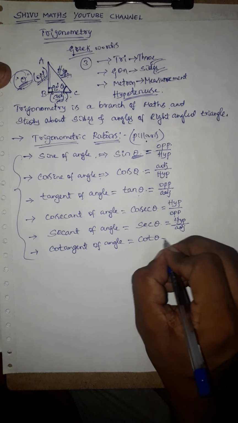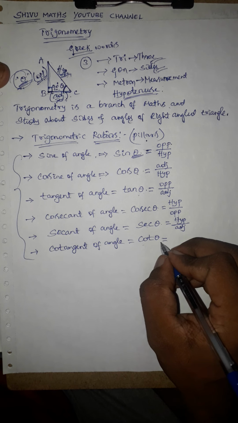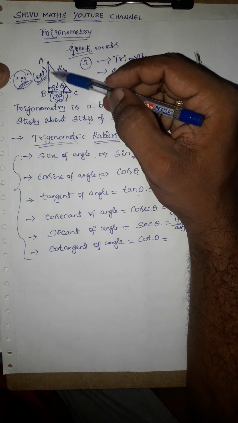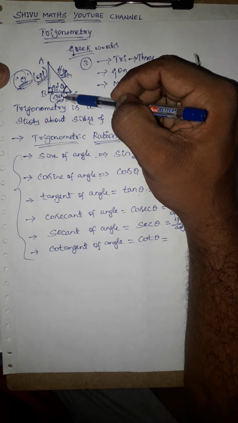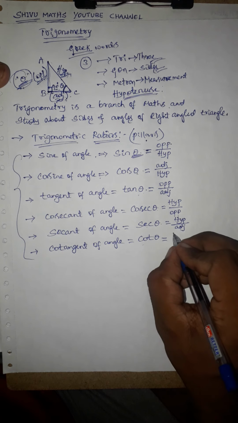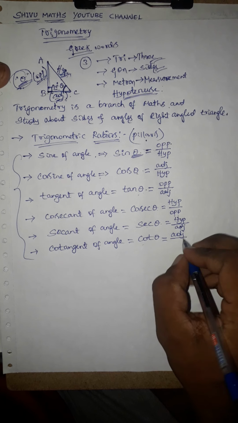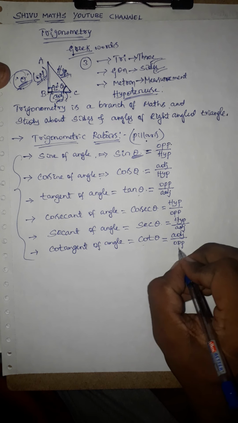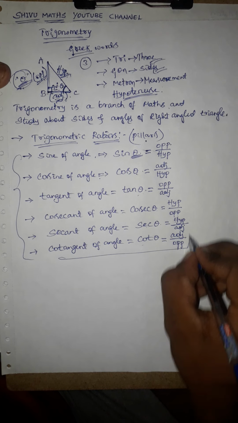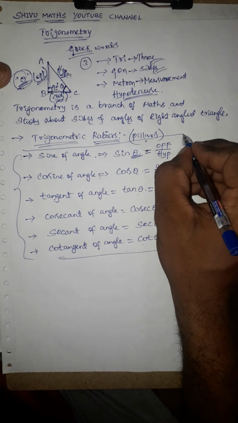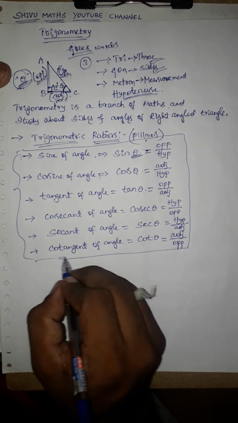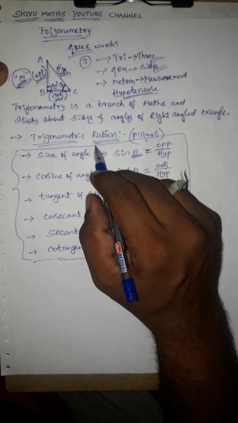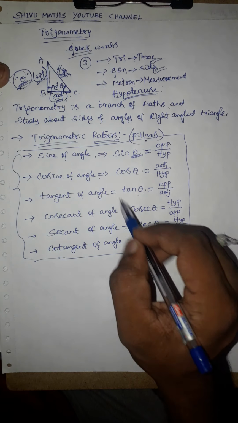So the last one is cot theta. Cot theta is the ratio of adjacent side to the opposite side. So these are the fundamental pillars of trigonometry, the 6 ratios.